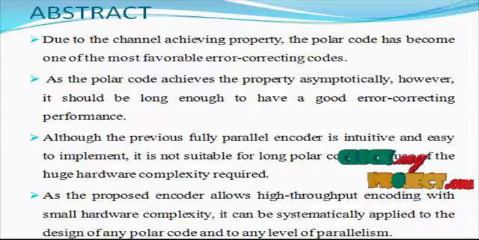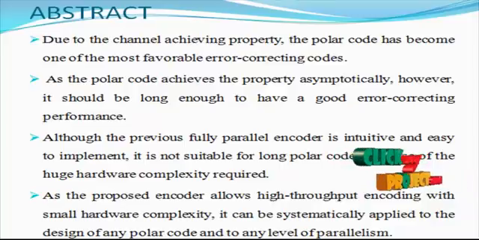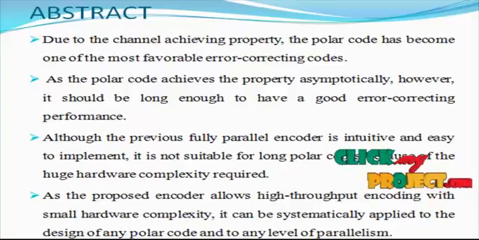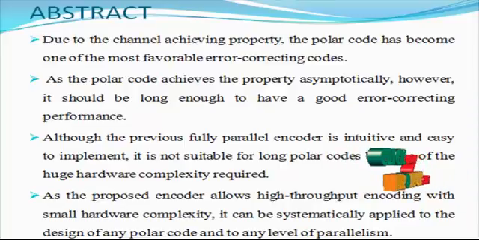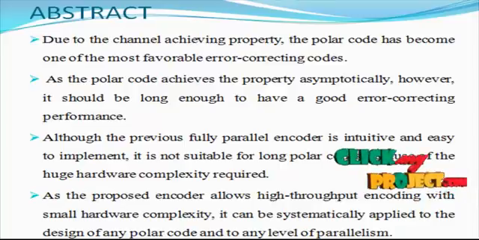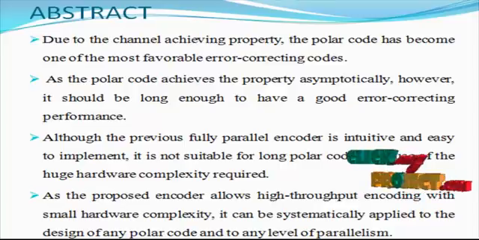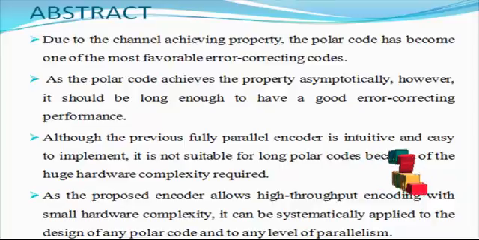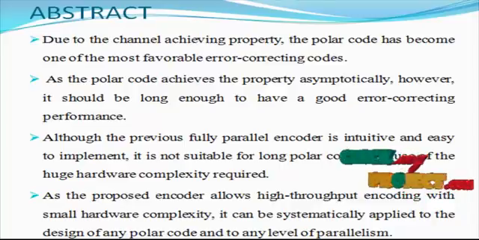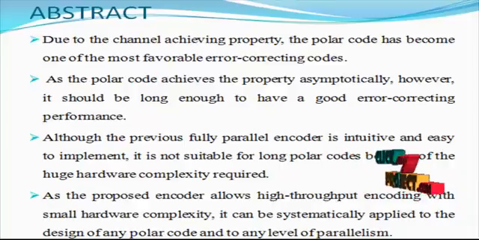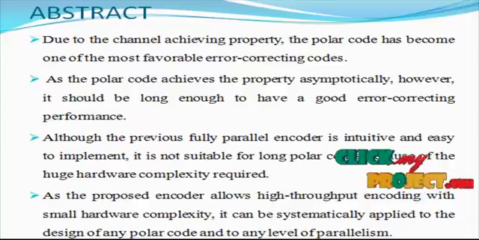Various theoretic aspects of the polar code, including the code construction and decoding algorithm, have been investigated in previous work. An efficient decoding structure has been studied. Successive cancellation decoding has traditionally been used, and advanced decoding algorithms such as belief propagation decoding and list decoding have recently been employed. Due to the channel capacity achieving property, the polar code has become one of the most favorable error correcting codes.